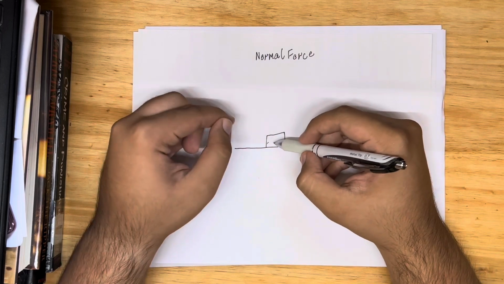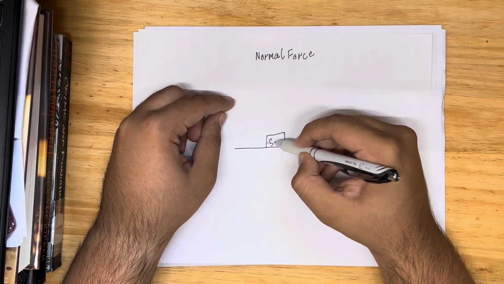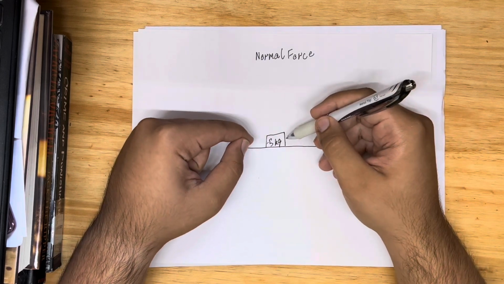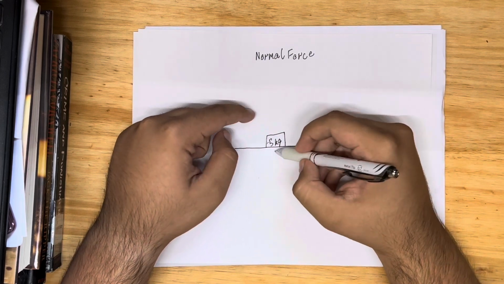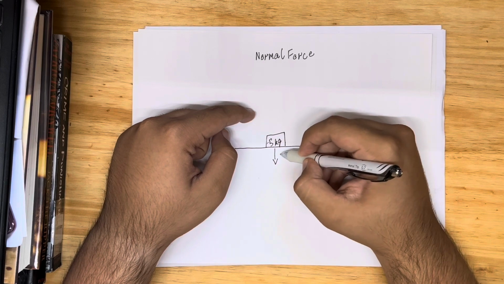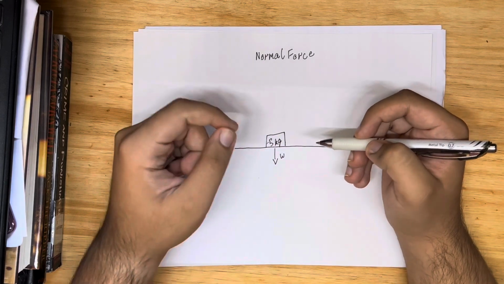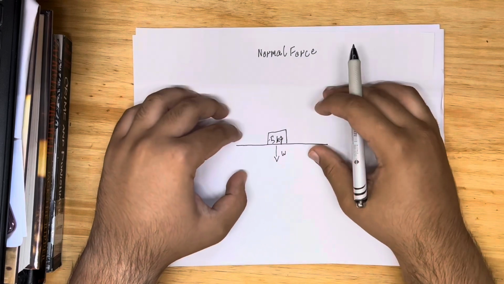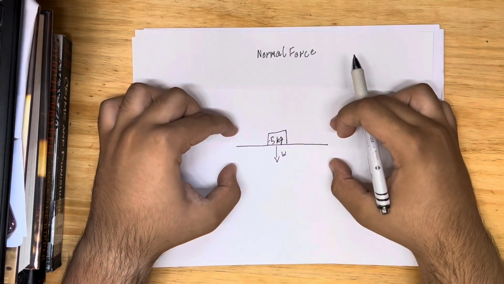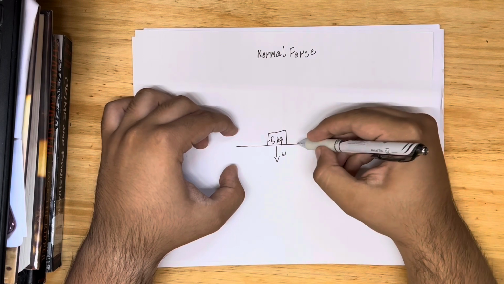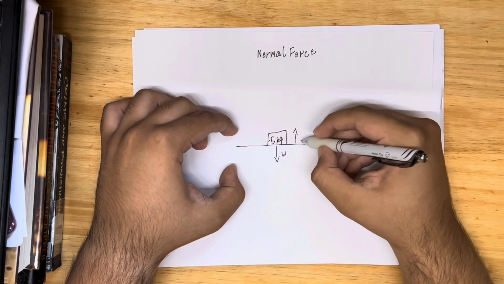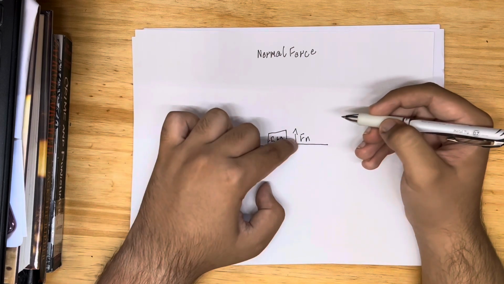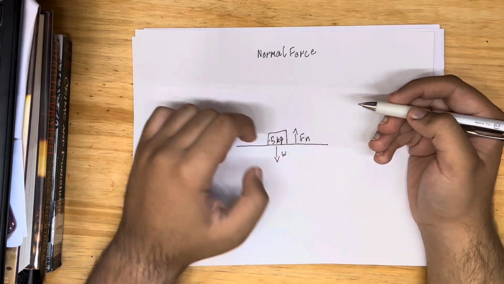Now, whatever the weight of, say, 5 kilograms, whatever the weight of that box is, it has weight downwards because of gravity, right? So this is the weight. Whatever the weight is, that is not the only force acting on this whole situation. There's an upward force called the normal force, which is shown as F sub n.